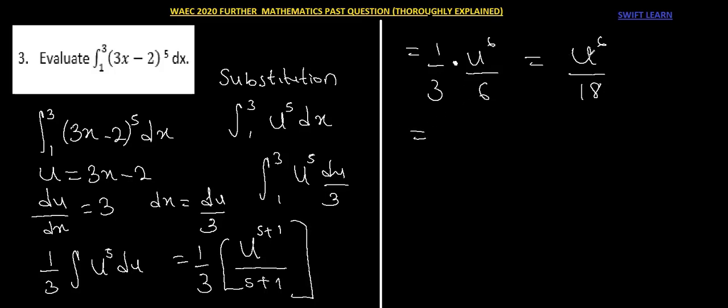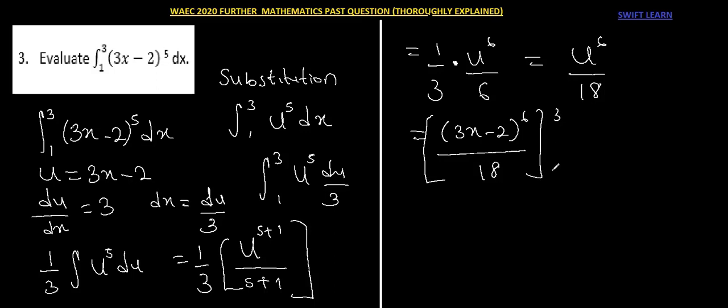So you remember that we represented our u with 3x minus 2, so you put it back, divided by 18. Now this is our final answer. We have to do the limits, so I can now put my 3 and 1 back. Why don't I use it here? Because this 3 and 1 is for the x. That means I have to represent it in x here, but I can't use it because we have u here, but now I can use it.